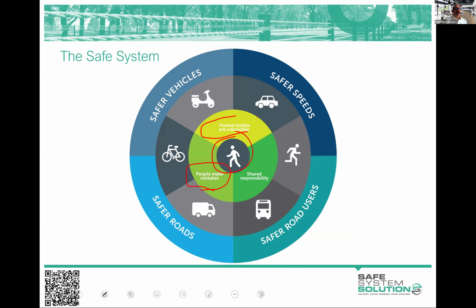And we're going to understand the human bodies are vulnerable. So that's back in there. When these mistakes happen, what is the biomechanics of injury? How much force in different crash types, in different scenarios, can the human body handle? And we've got a shared responsibility. This is often misinterpreted under the safe system because people think, oh, so that's good because road users, they need to be responsible.